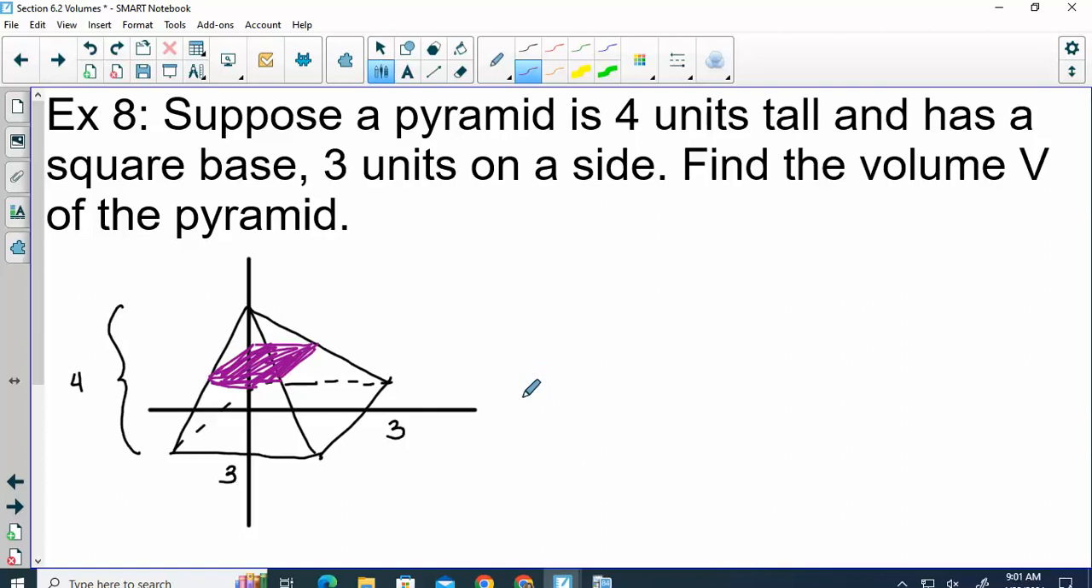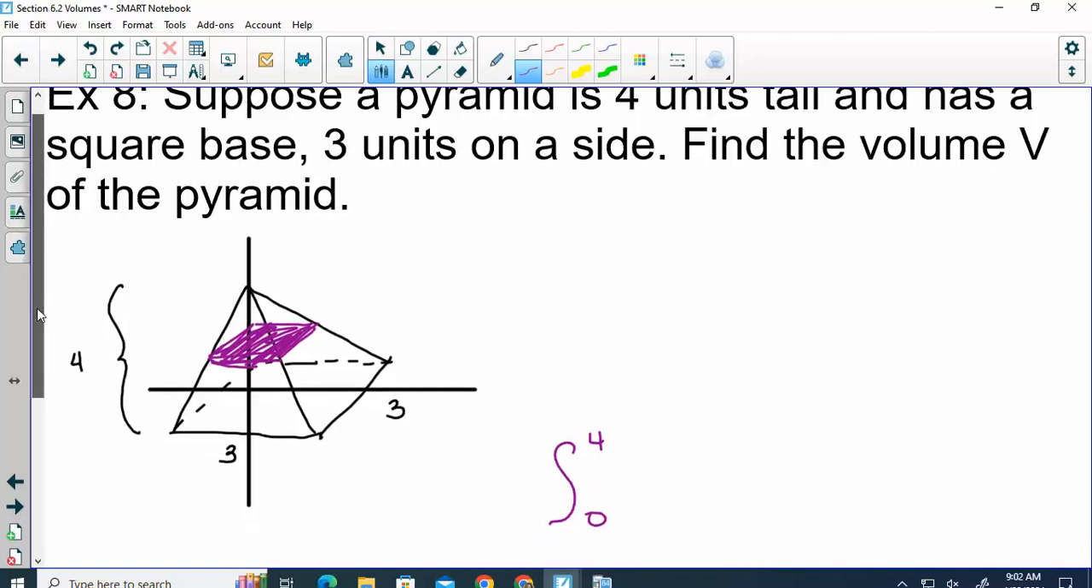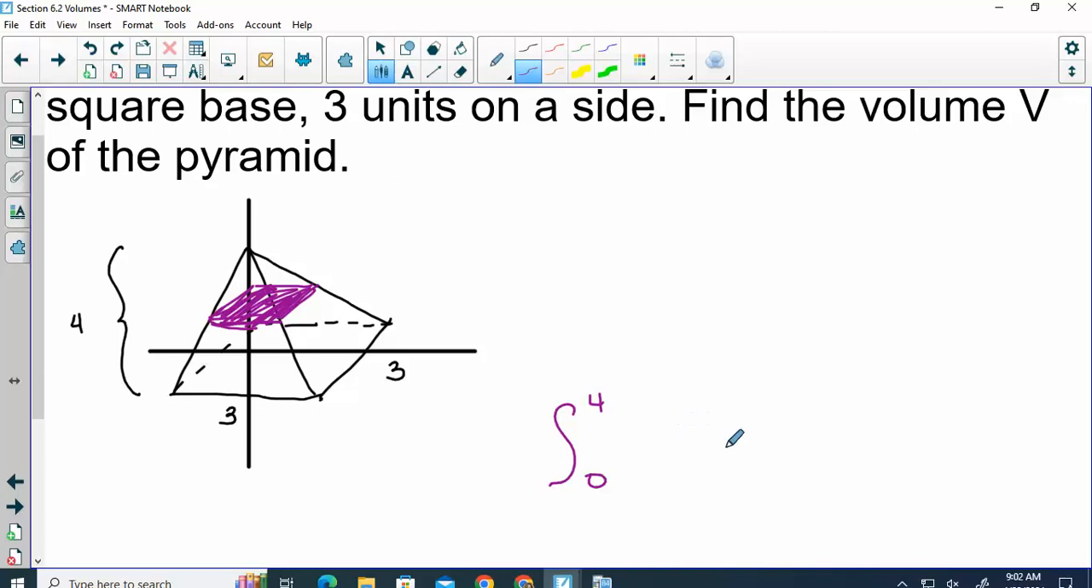So we need a formula for the length of the sides of that square to integrate. So we're going to go from, let me leave myself a little room to work. We'll integrate from 0. So if this is starting at 0, we know it's 4 units tall. We'll integrate from 0 to 4. If the cross section is a square, how do you find the area of a square? Length times width, and they're the same, so it's just that side squared dy. So we just need to find that formula.